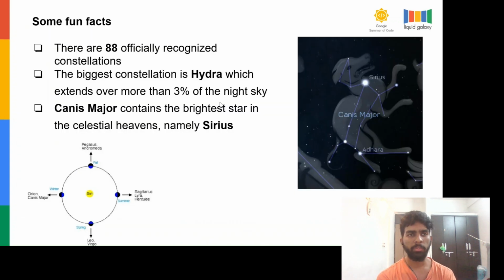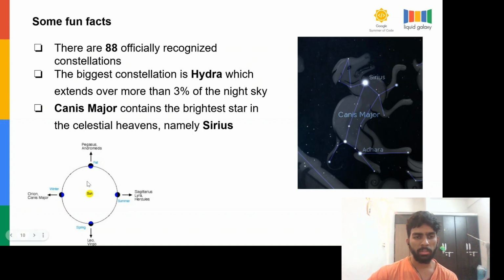Okay. Now let's have some fun facts for constellations. There are 88 officially recognized constellations, out of which the biggest one is Hydra, which covers over 3% of the night sky view. Hydra is like a snake. Okay, I guess a Chinese snake. I'm not sure. And then Canis Major contains the brightest star in the celestial heavens, namely Sirius. So the image here is Canis Major. This is the brightest star there.